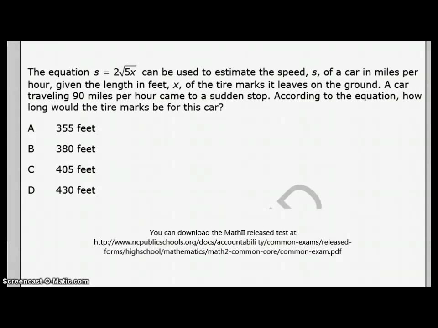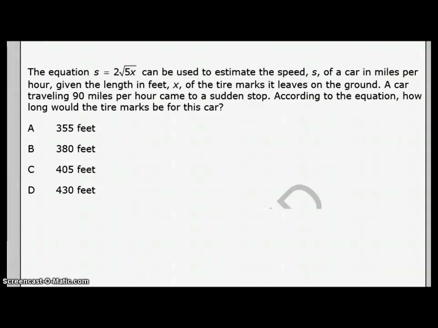Ladies and gentlemen, this is the first question from the 2013 Math 2 released test for North Carolina. It states that the equation s equals 2 times the square root of 5x can be used to estimate the speed s of a car in miles per hour given the length in feet x of the tire marks it leaves on the ground. A car traveling 90 miles per hour came to a sudden stop. According to the equation, how long would the tire marks be for this car?